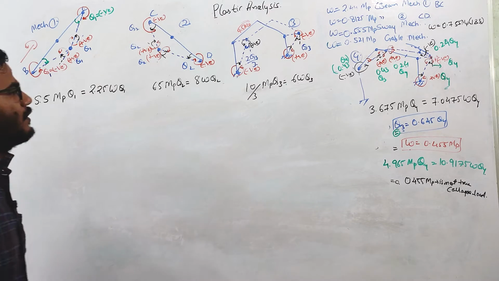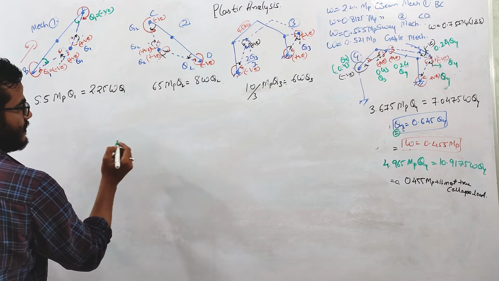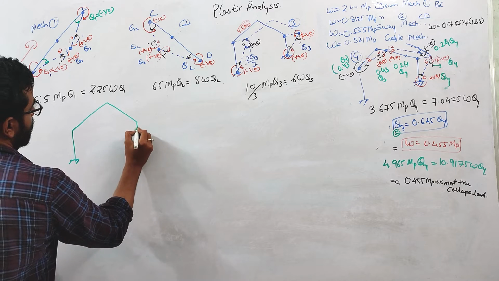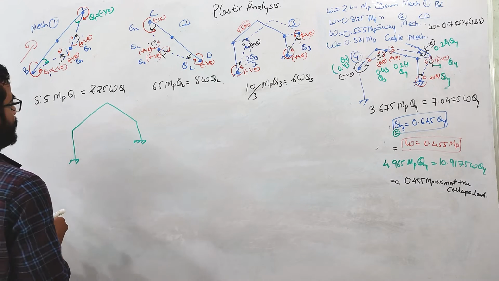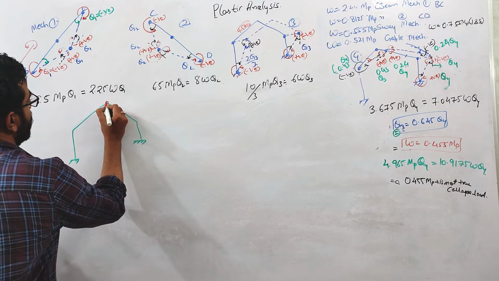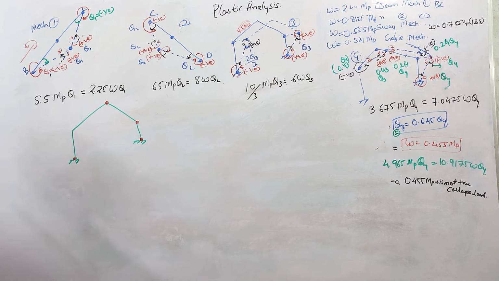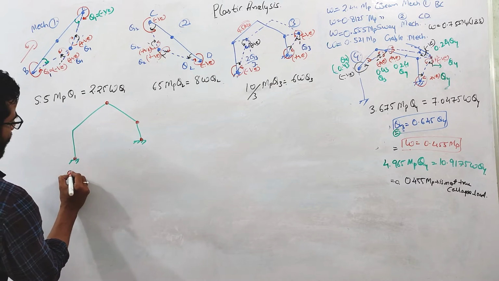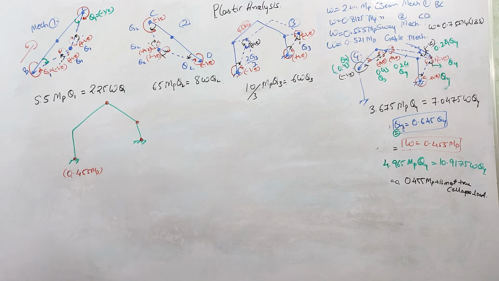Okay, so now here what is happening is that in this mechanism which we just discussed, the plastic hinges were forming at this C point, this point, this point, and this point. And the load which was coming was equal to 0.455 MP. Okay, this is the situation.